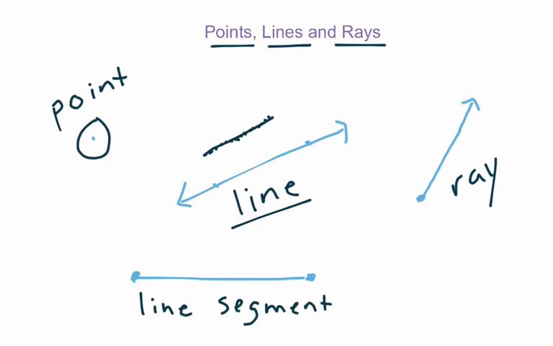And then we have a ray. A ray is a line that has a beginning point and then extends in one direction. And a line segment is a part of a line that has a beginning point and an end point.